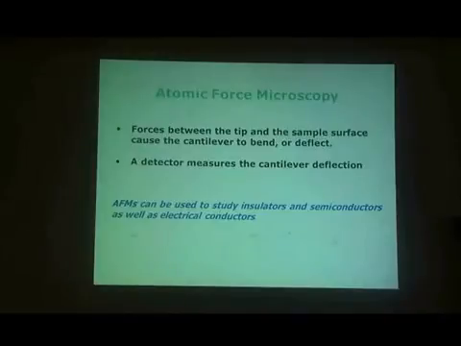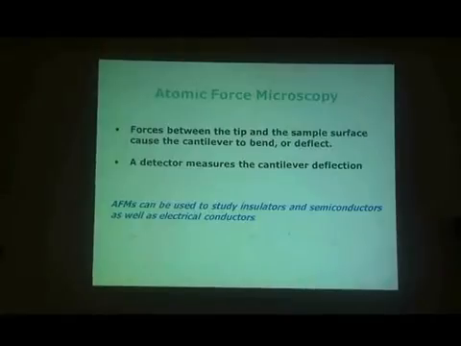With that invention, it can be used for any kind of substrate, whether it's conducting, non-conducting or semi-conducting, because the atomic forces will always be there, because all materials are made up of atoms.